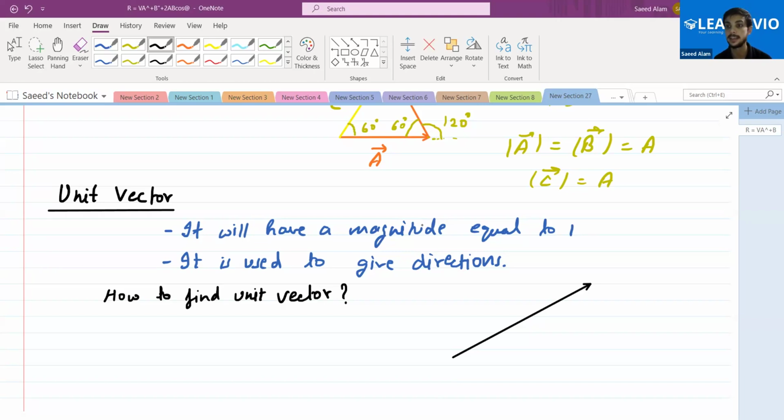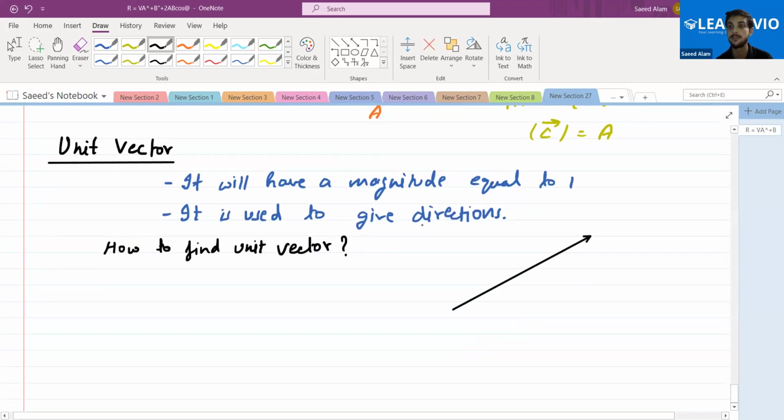If k is greater than 0, it will not change. If k is less than 0, then it will change. Yes or no? Yes. That means we can actually increase or decrease the magnitude of the vector by just multiplying it with some constant. Is it clear to you?